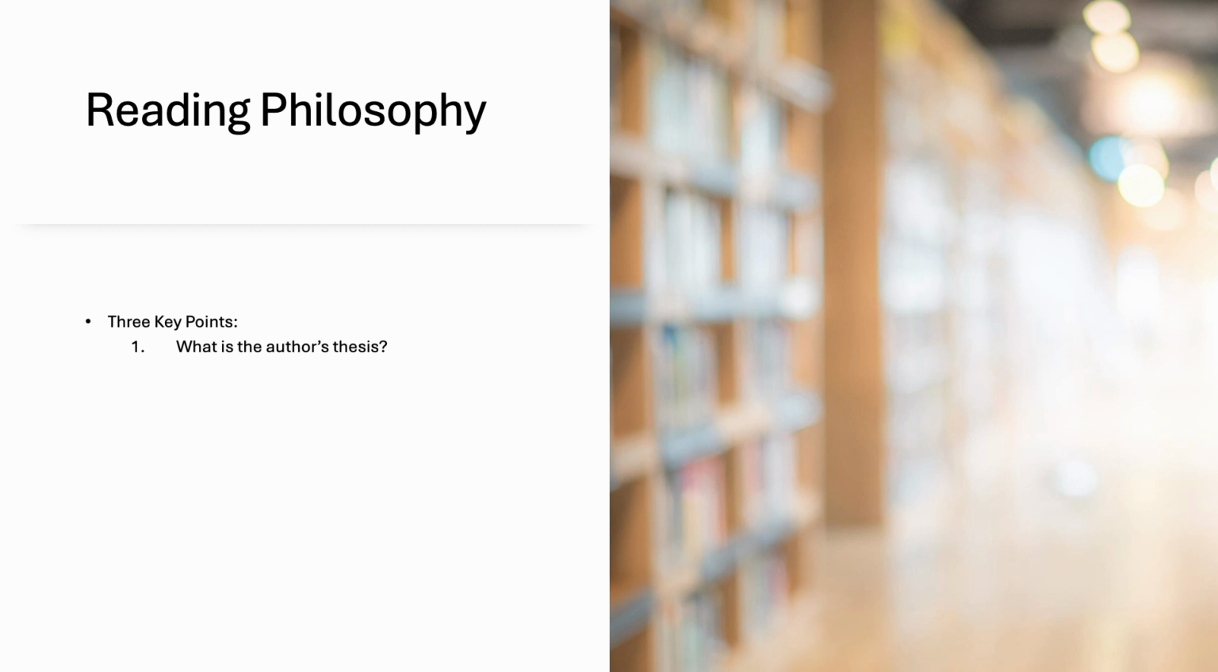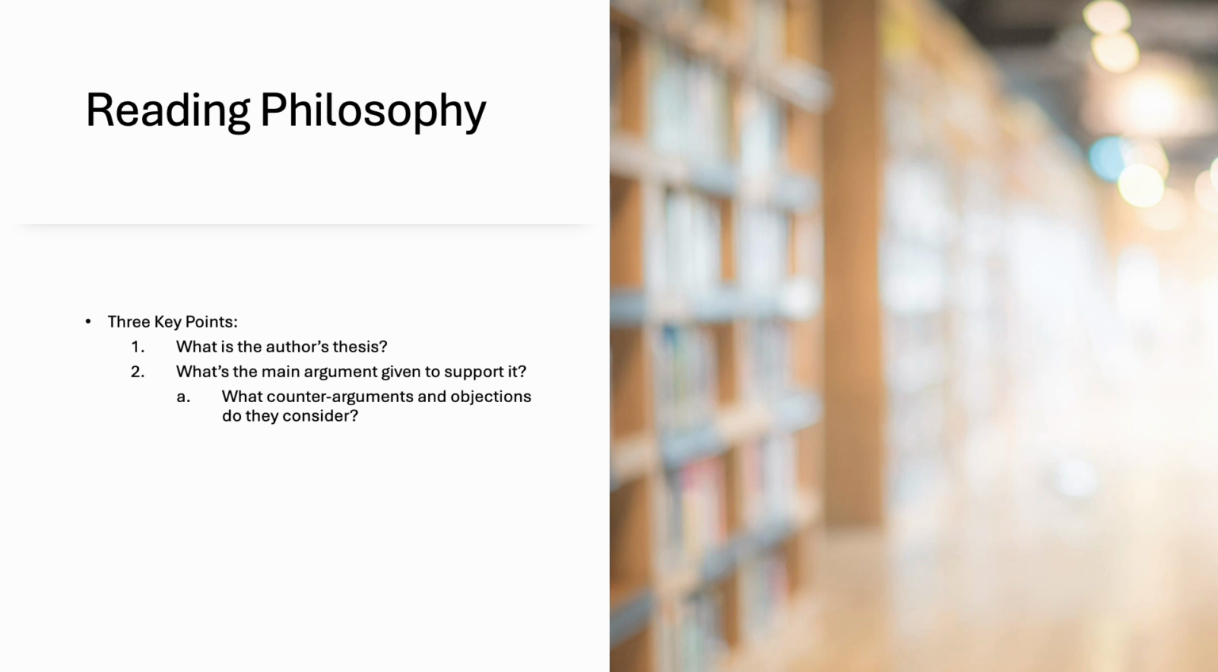The first one is, what's the author's thesis? When you're reading philosophy and writing philosophy, it's about arguments for and against different positions. So what's the author's main thesis in their article? Two, what's the main argument that is given in support of that thesis? And then a couple of key points or sub-points underneath that main point there.